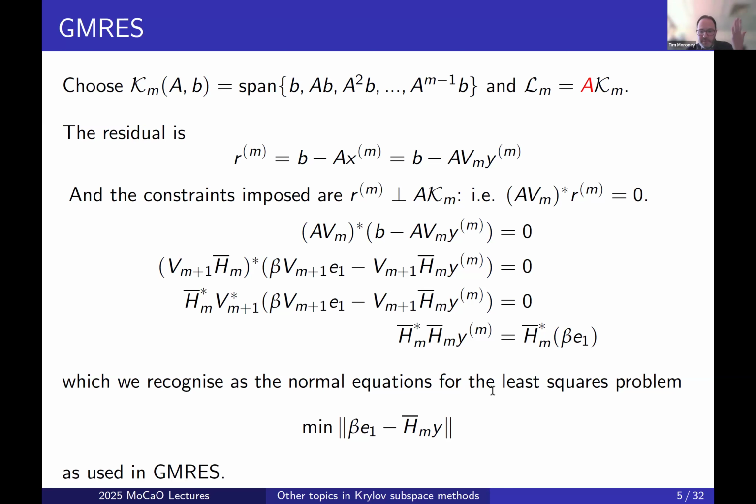Okay, so in MATLAB, it just handles this for you. Just do a backslash on this rectangular system, you know, HM bar backslash beta E1. But at least conceptually, that is the same as solving these normal equations, which shows us that this is a projection method, not onto K, but onto L equals AK. Okay.